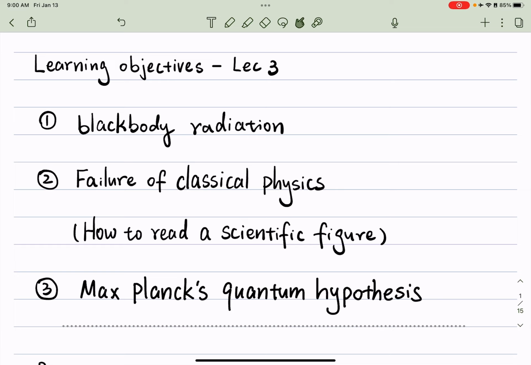So for today, we'll start by talking about black body radiation, and then we're going to spend a little bit of time talking about why classical physics fails for black body radiation. For that purpose, you'll also need to learn how to read a scientific graph and a complicated equation. Don't get frightened by those equations and graphs. And then at the very end, we're going to introduce one of the central hypotheses of quantum mechanics, Max Planck's quantum hypothesis. And we'll see how the quantum hypothesis actually solved the black body radiation problem. All right.